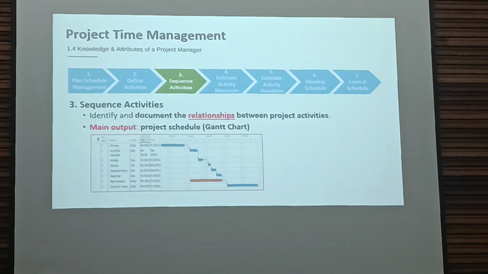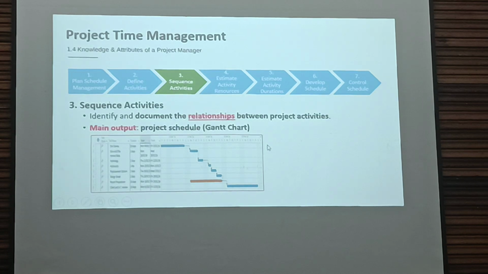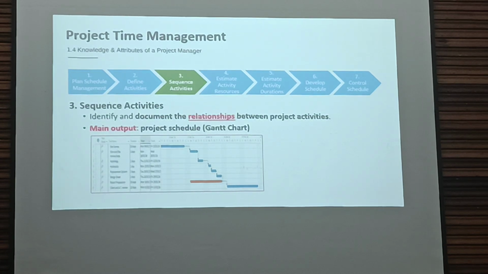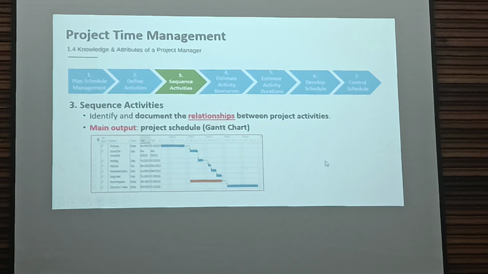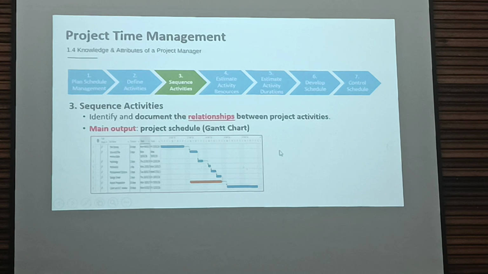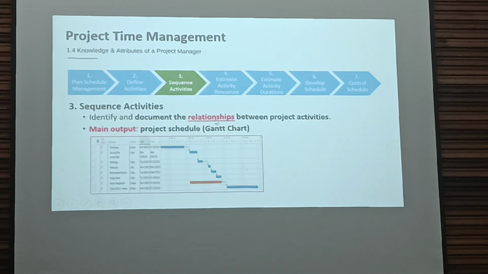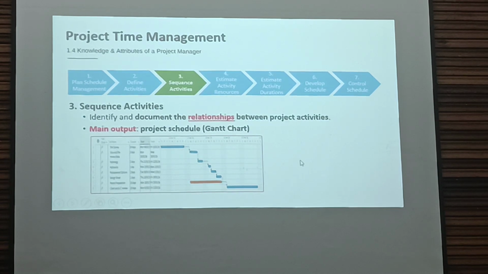Tasks are performed one after another. That's the relationship. I don't see any task that can be performed at the same time. Sequence activities show what is performed and what's next. So the output is the project schedule, okay, so this is the Gantt chart.